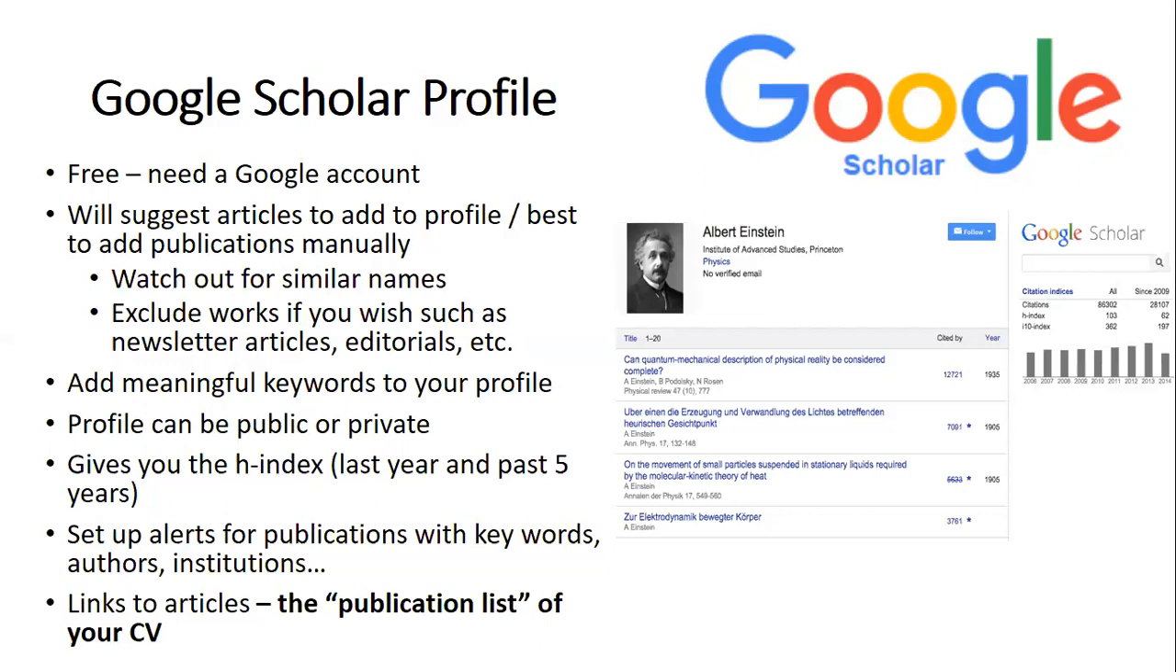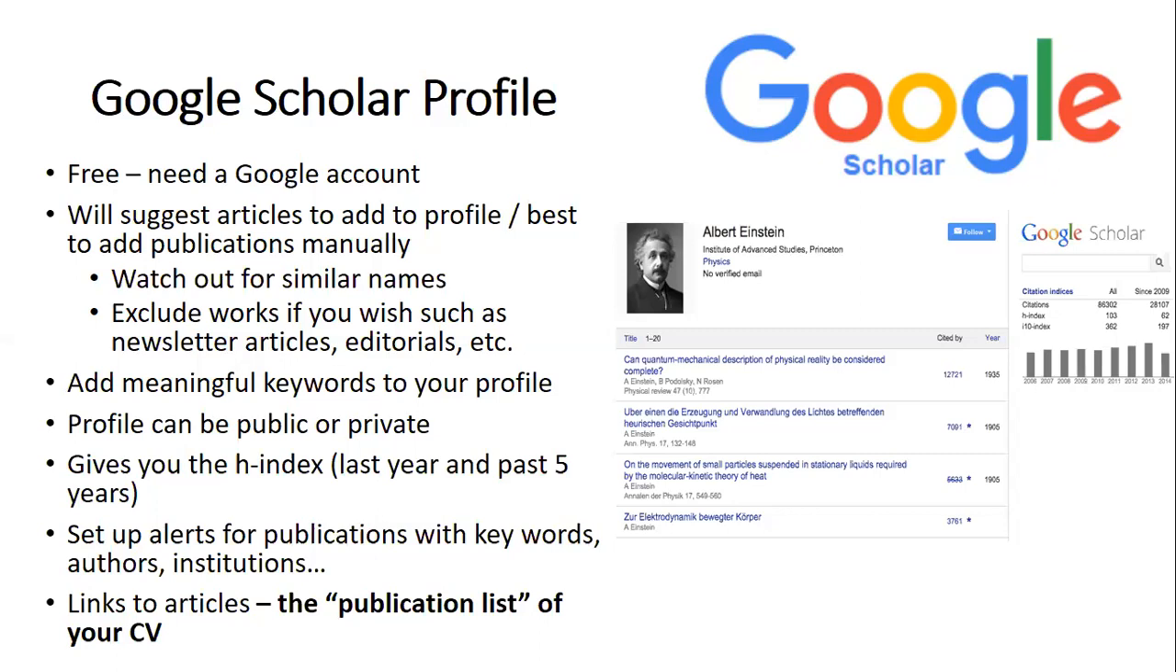You can make your profile public or private. I recommend having a public profile so that people who are interested in one paper that you have, if they find it, they will be able to click on your name and retrieve everything under your name. It gives statistics on your research. It gives what they call the H index, which is the last year or the past 5 years on how often your papers are cited.